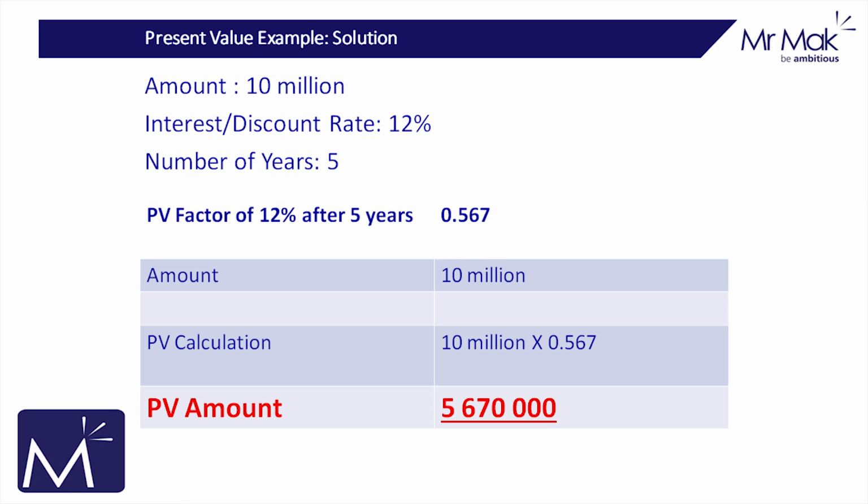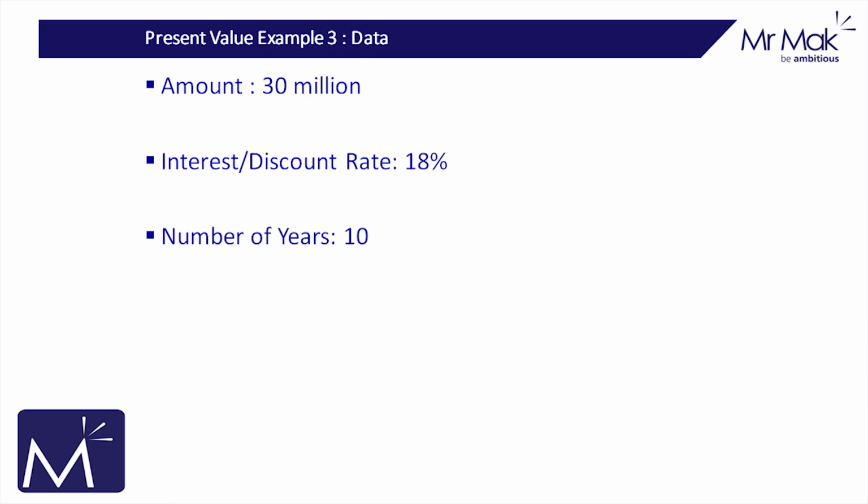That is our present value for that particular transaction. Let's do one more just to land this plane. There's an amount of 30 million. It is due in 10 years' time. And the discount rate is 18%.